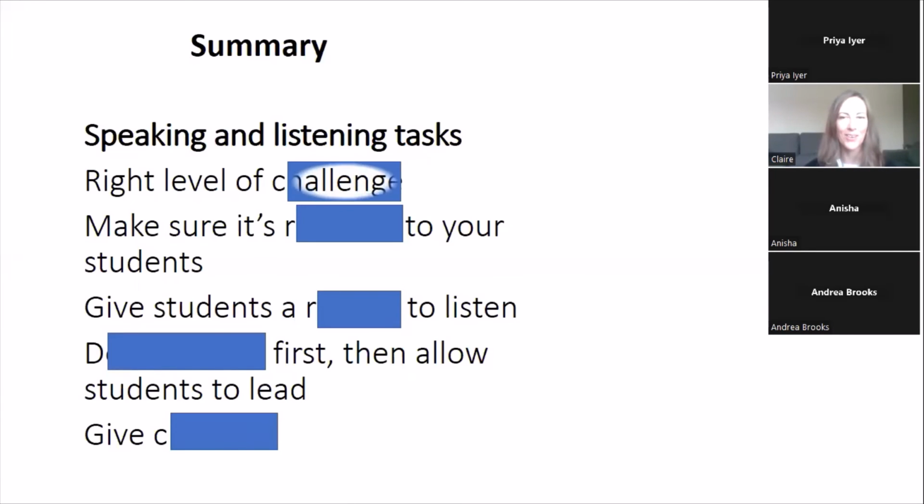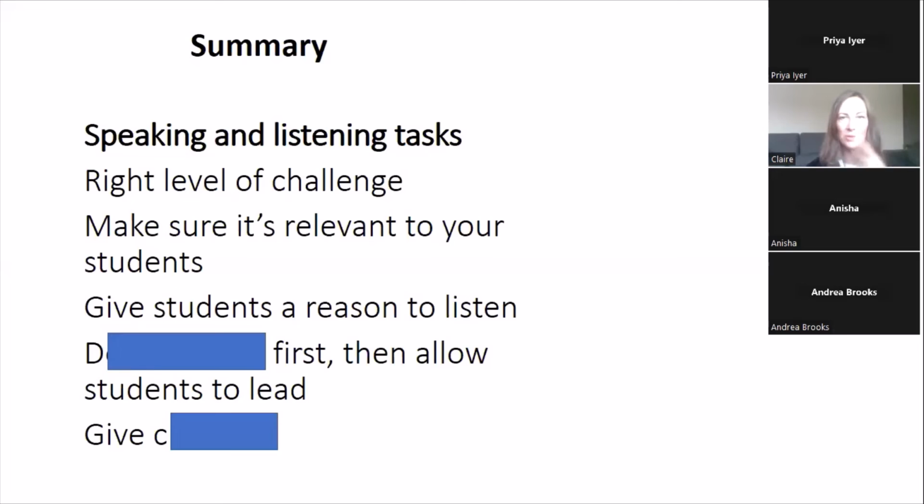I think everybody got this one, the right level. I was muted there too. Number 2, it needs to be relevant to your students. And this one, number 3, I wonder if you got this one. Yes, Dr. Rashi has this one. Students need to have a reason to listen. We can't expect students just to want to listen. So you'll notice that with all of these activities, it's part of the task. They have to listen well in order to do the next bit, to do the fun bit.